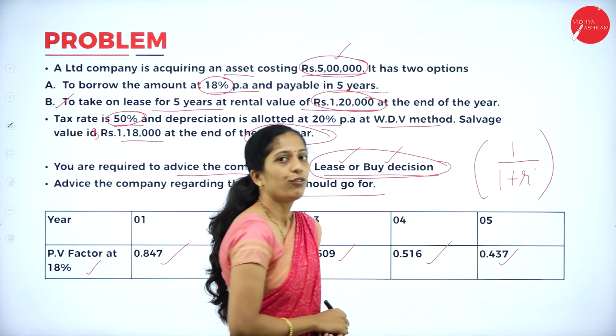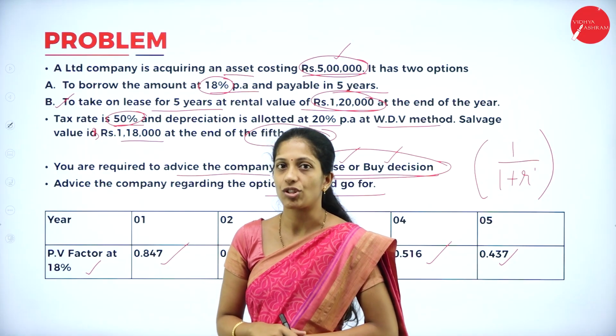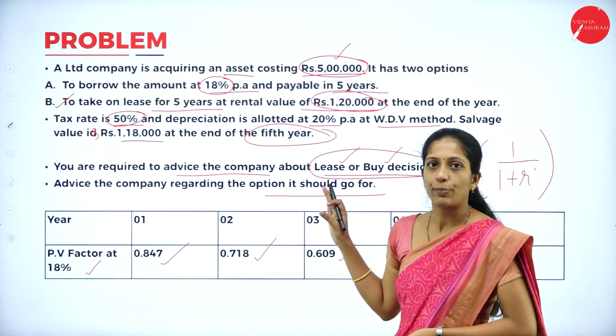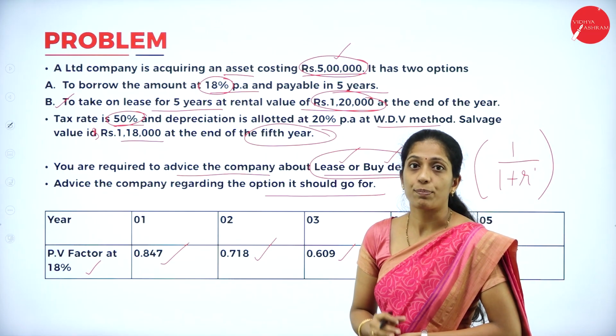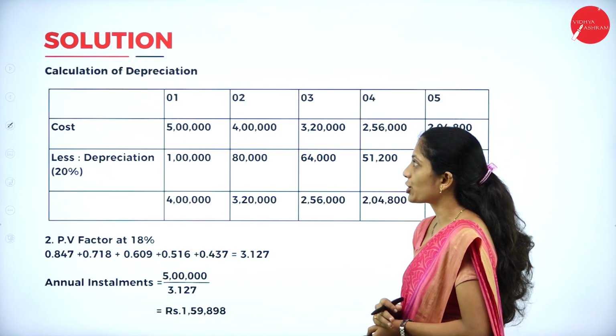So this is a formula to calculate the PV factor if they have not given it in the question. Now we shall directly go through the solution. Hope you have understood the problem. Here they have given two options and we have to select the best option.